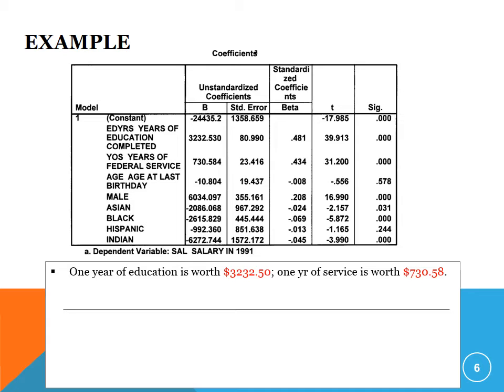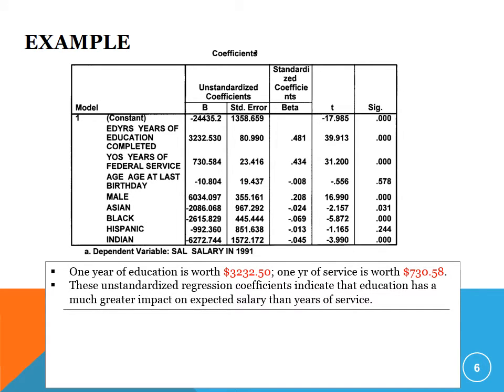So when we're looking at the regression coefficient, we should see that 1 year of education is worth $3,232.50. Okay, so each additional year of education you earn, your salary increases by about $3,232. Okay, at least in 1991 it did. And then we can go down one and we can see as your years of service increases by one, your salary increases by $730. So we've got years of education at 3232. We've got years of service at 730. The unstandardized regression coefficient indicates that education has a much greater impact on expected salary than years of service.